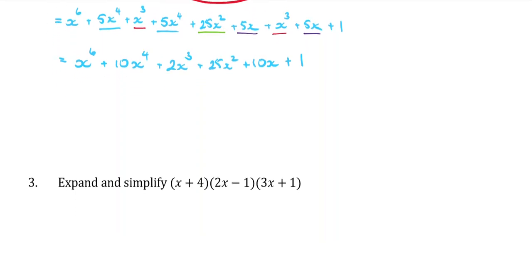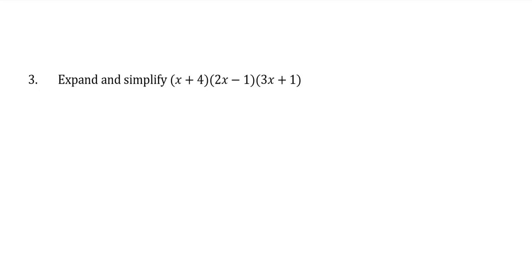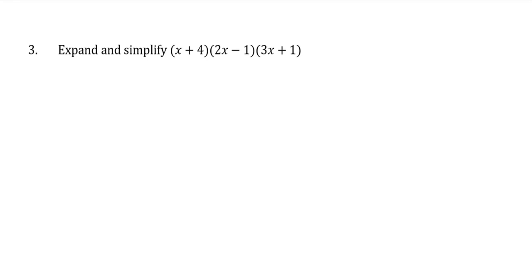Okay, well, just in case you haven't quite had enough yet, there is one more question which says expand and simplify, and there are 3 brackets to expand. When this happens, only ever try to expand 2 brackets at a time. So I am going to leave the x plus 4 exactly where it is, and I am going to expand the second and the third bracket together. So that means this would be a normal FOIL expansion.